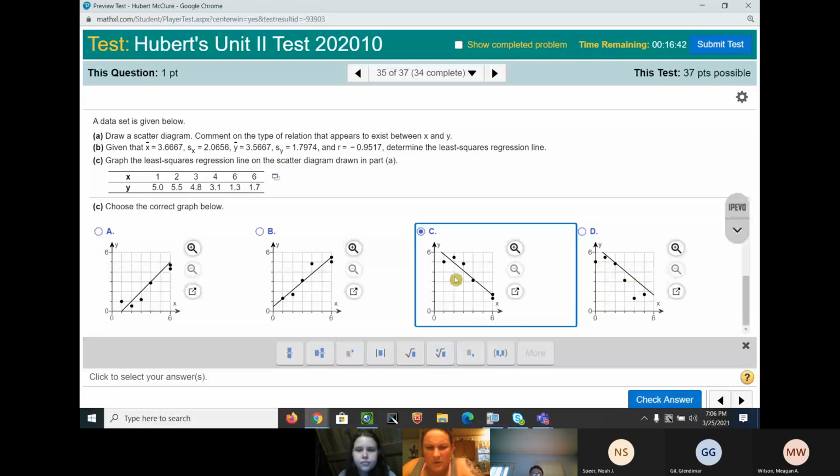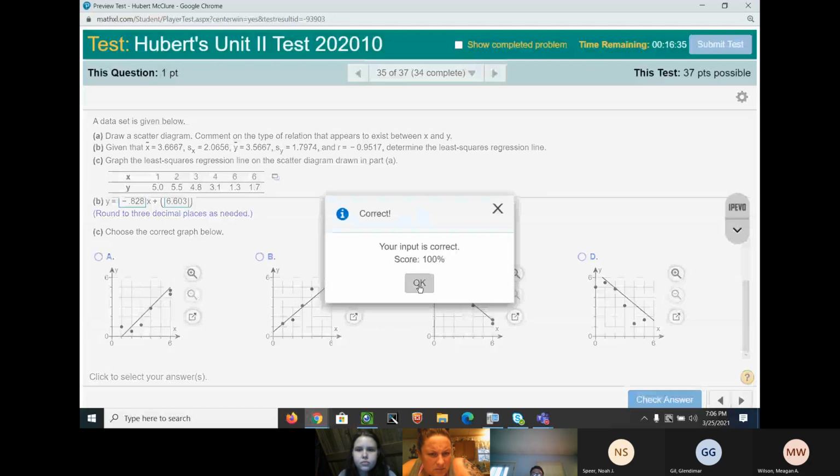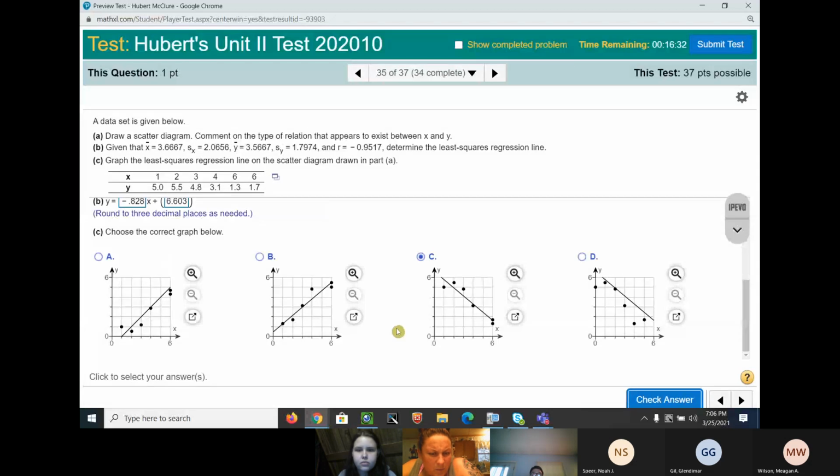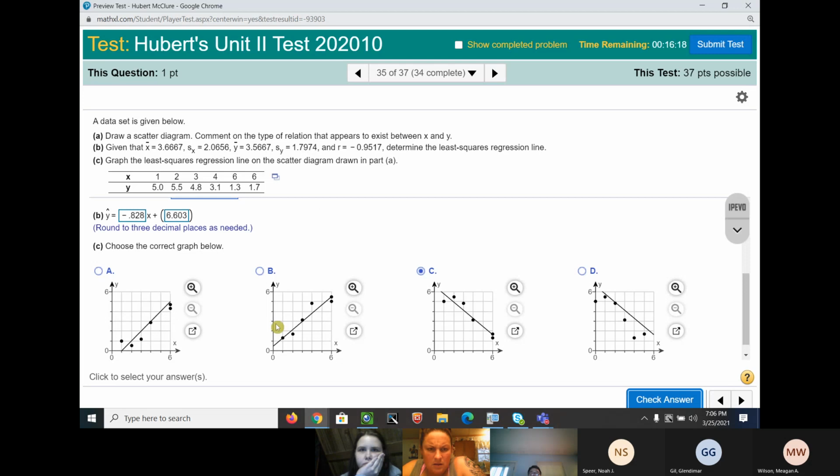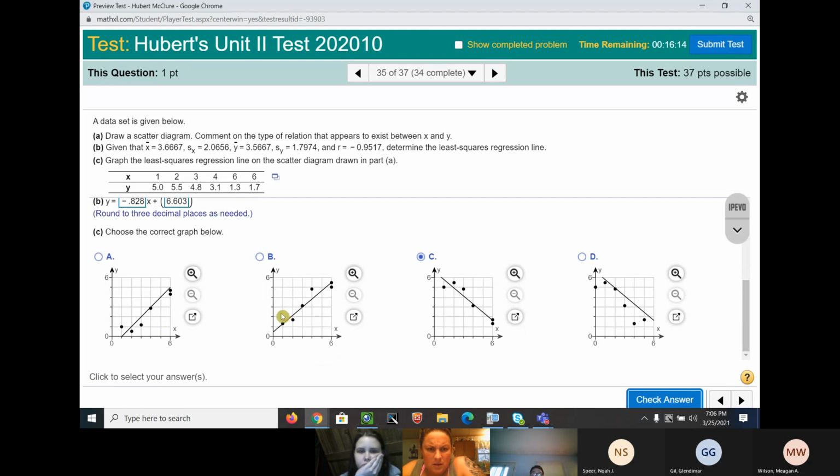And check answer. Yay! Why did it ask for the graph to start with and the least squares regression line? This is the scatter plot. Remember I told you you have to learn 4 things: the scatter plot, the equation, the line, and the R. Now this one didn't ask for R. This one just asked for 3.